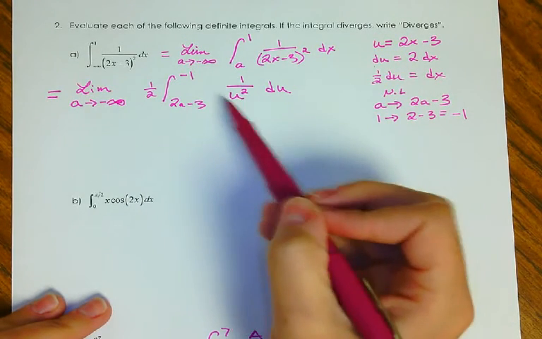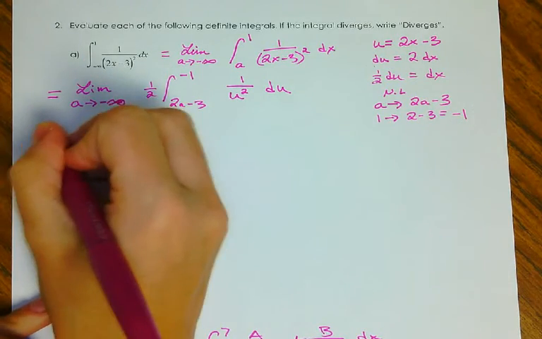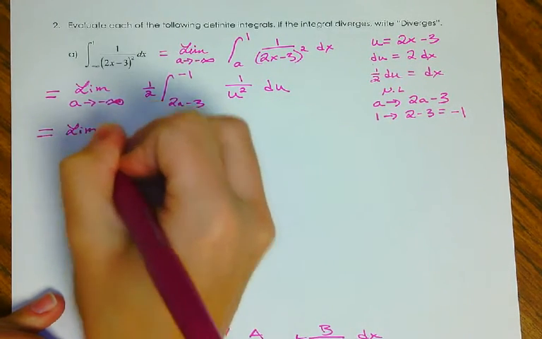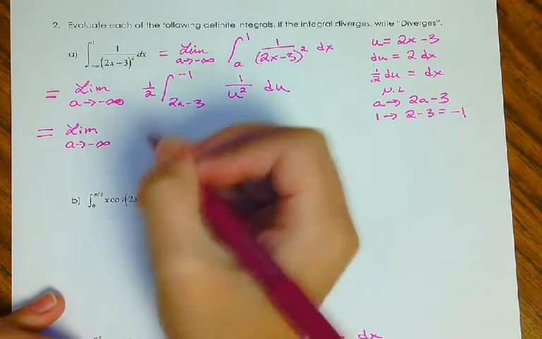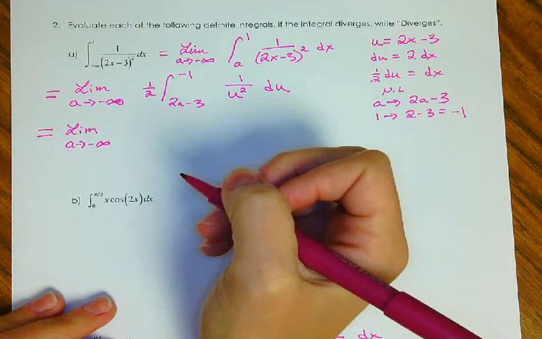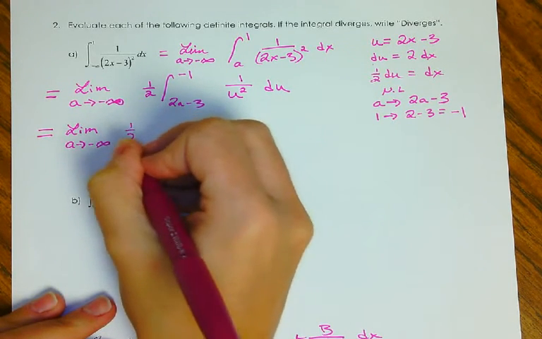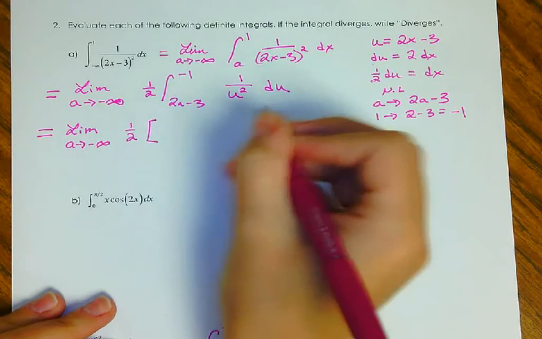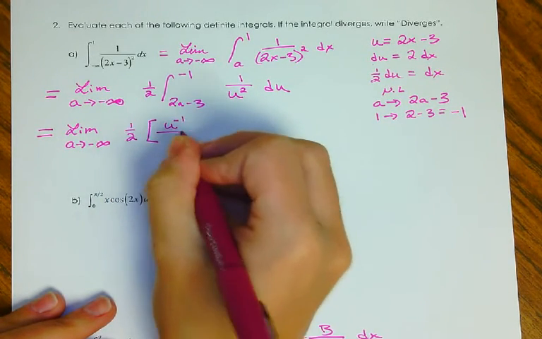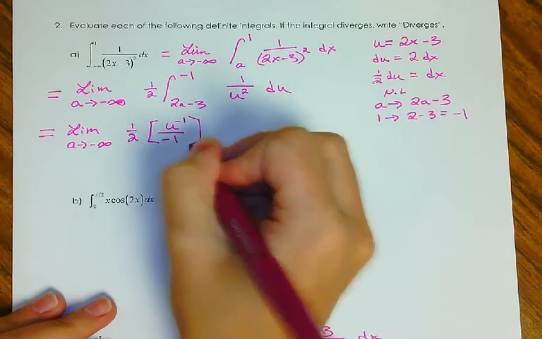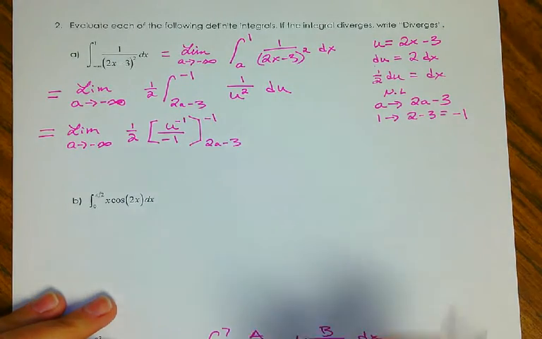The good news is that I know how to integrate this, so I'm going to think of this as u to the negative 2 power instead. I'm just going to recopy the limit, because way back from chapter 1, you still write that word limit until you actually evaluate the limit. I rewrite that, and I'm going to leave this 1/2 out there. When I integrate this, thinking of it as u to the negative 2 power, I add 1 to it, which makes it a negative 1, divided by that number, and we're going from 2a minus 3 to negative 1.